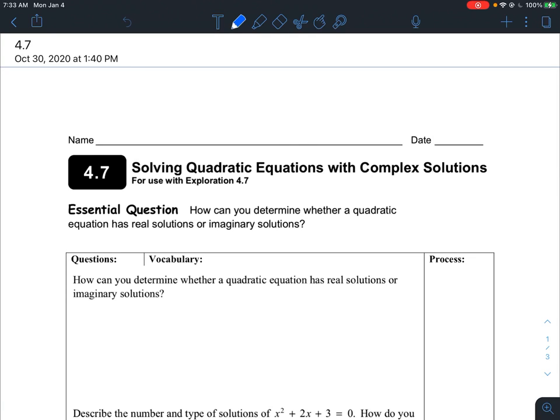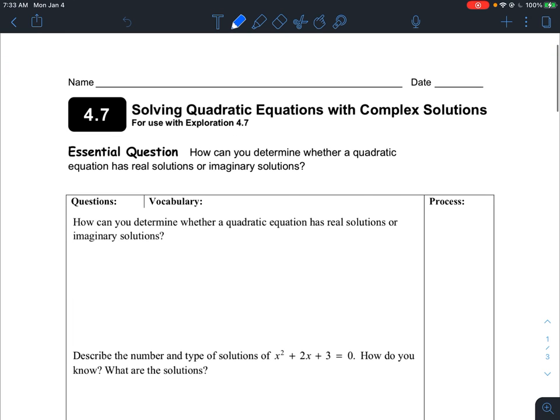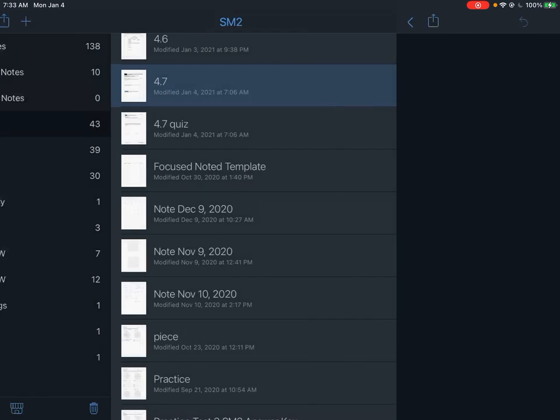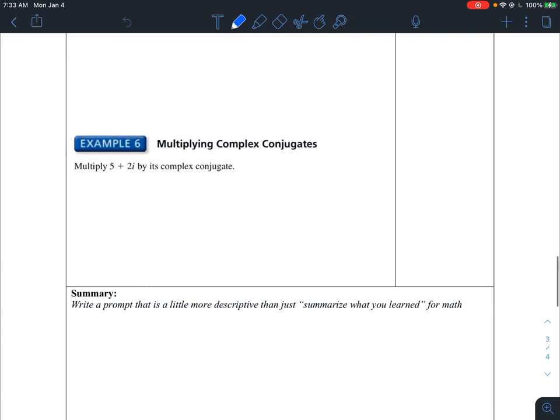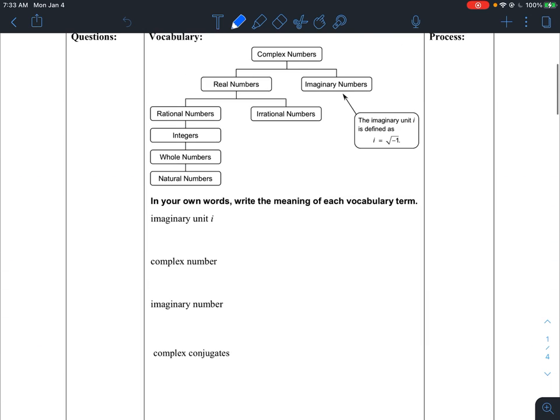Hey guys, this is the first section after Christmas break, solving quadratic equations with complex solutions. Now, if you remember, just before the break we talked about complex solutions. We talked about imaginary numbers. So to refresh us on what that is, we talked about imaginary numbers.